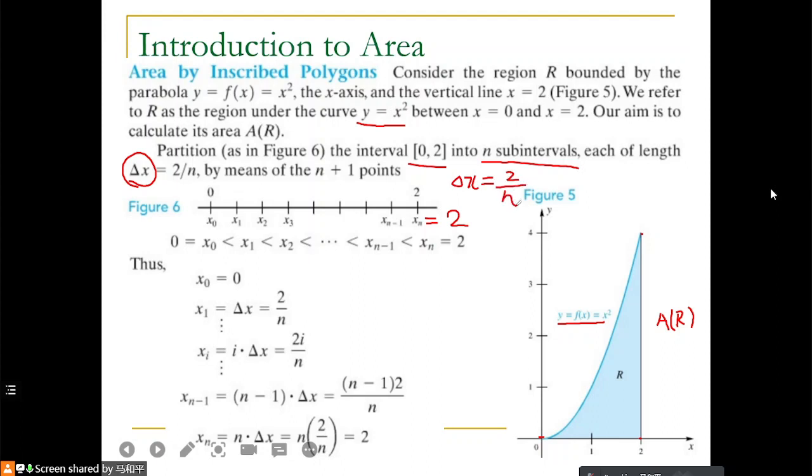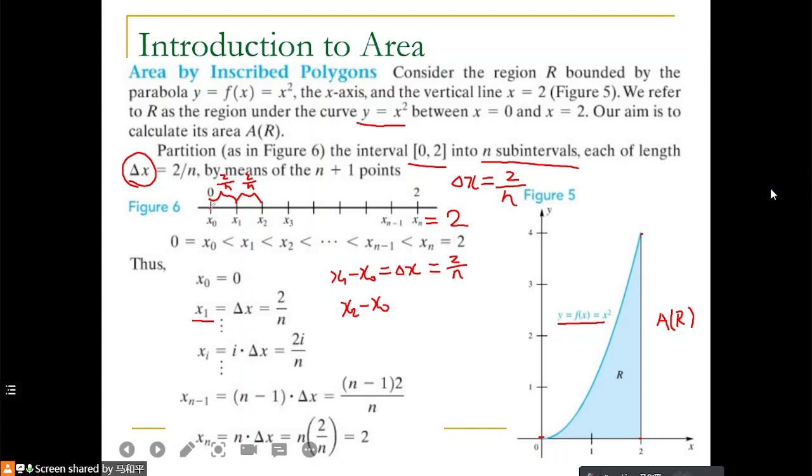Well, thus x0 is 0, x1 minus x0 is equal to delta x. The length of each subinterval is equal to 2 over n. And x0 is 0, so we have x1 is delta x, 2 over n. And x2 minus x0, this means the length of this is 2 over n.